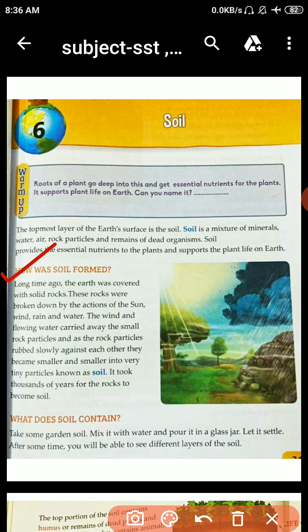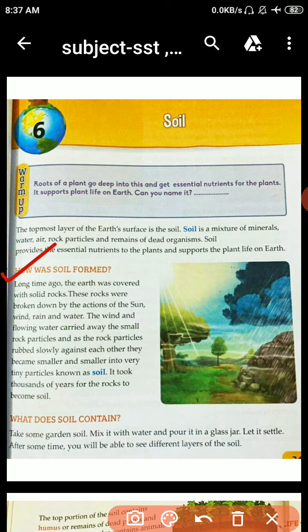One question in my mind, how is it possible? The sun, wind, rain and water broke down the rock. How is it possible? The wind and flowing water carried away the small rock particles, and as the rock particles rubbed slowly against each other, they became smaller and smaller into very tiny particles known as soil.